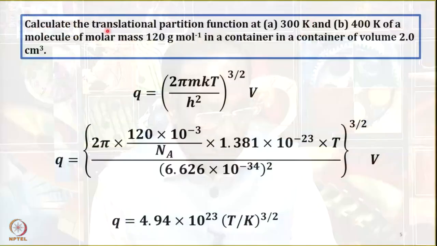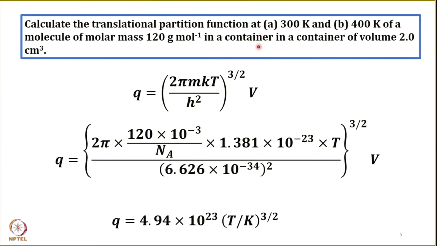The next question is, calculate the translational partition function at 300 Kelvin and 400 Kelvin of a molecule of molar mass 120 gram per mole in a container of volume 2 centimeter cube. In fact, this is a revisit of a similar problem that I have earlier done. But I am deliberately bringing one more problem over here so that everything becomes clear, that the various parameters, their units are to be taken care of.